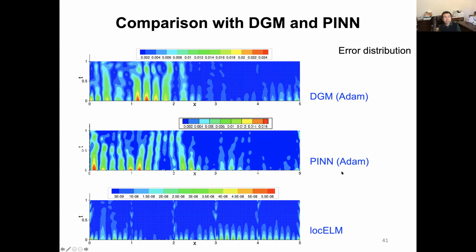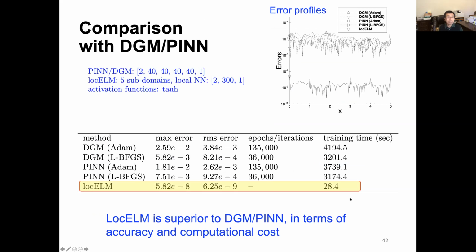Now this one is the comparison between the local ELM and the DGM and the PINN. That's the error distribution. Notice that the time here is only up to 1. With larger time, it would be very hard for the DGM and the PINN. So here's the error distribution, and that's the error distribution for the local ELM. The error level is already different by orders of magnitude. And this table shows the maximum error in the domain, the RMS error, the training epochs, and the training time.